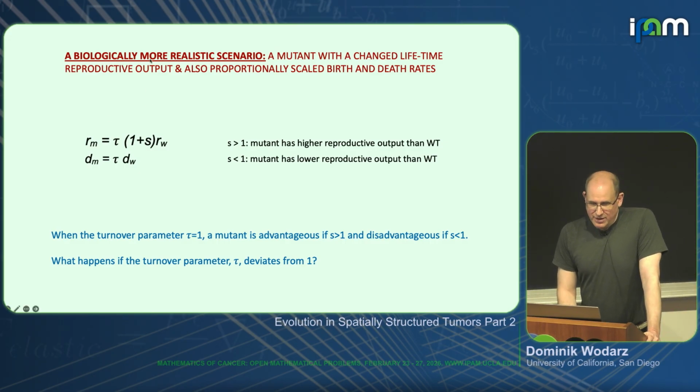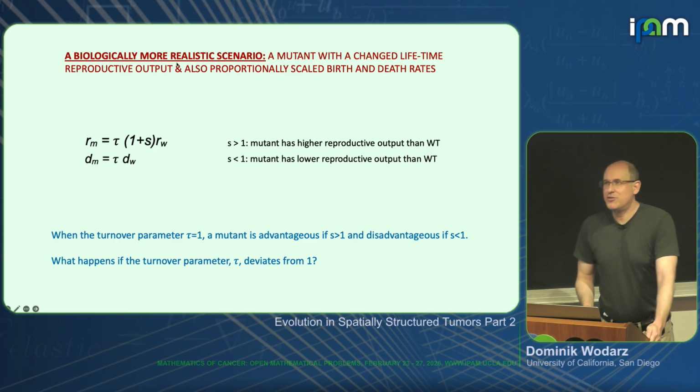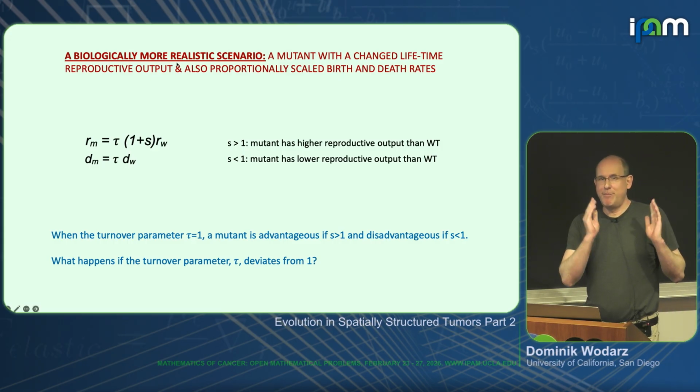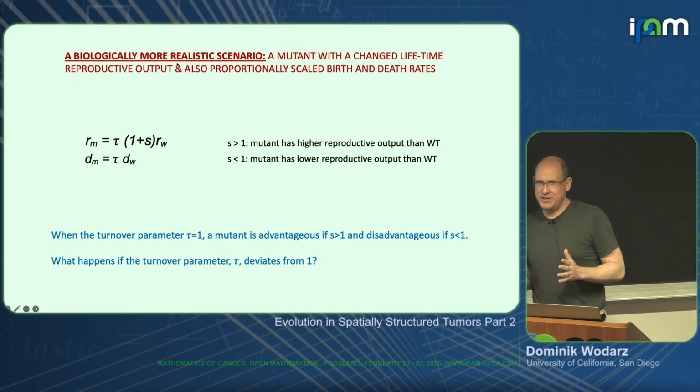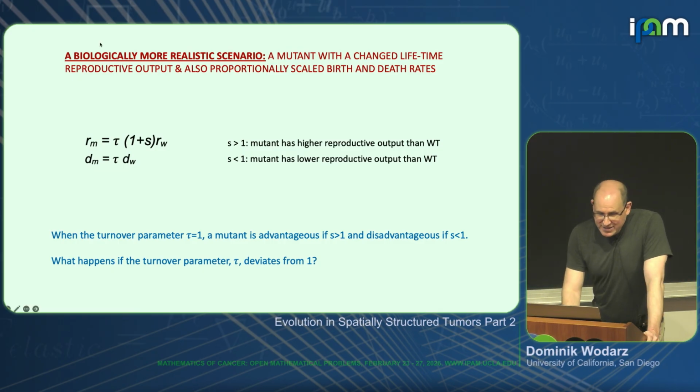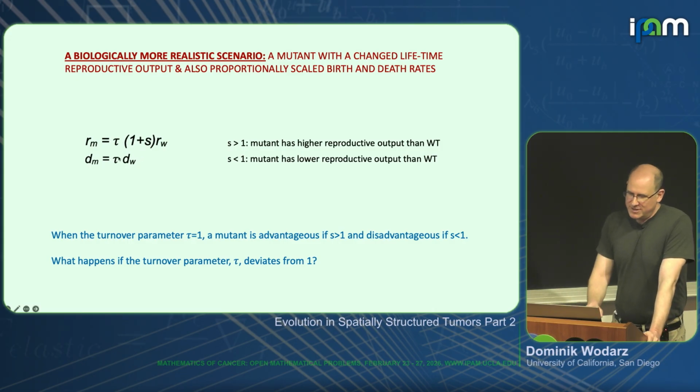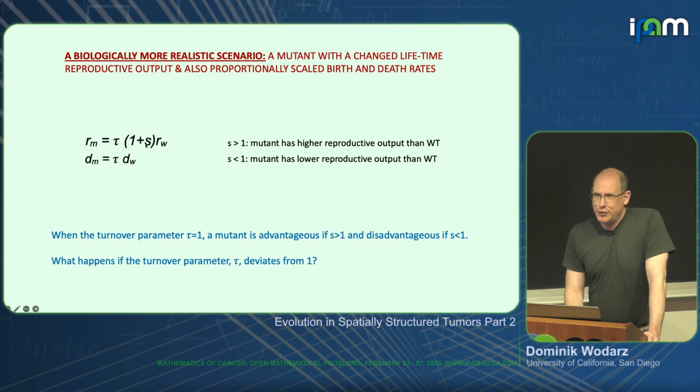The next thing we did was something much more biologically realistic. A quasi-neutral mutant is something artificial. You multiply both birth rate and death rate by the same constant. This never happens in biology. So let's assume that we have a mutant where you multiply birth and death rate by this constant, but the birth rate also is higher for the mutant. So you have a selection here, 1 plus s. So this would be an advantageous mutant, according to all thinking so far. So certainly if this turnover parameter tau is 1, then you have an advantageous mutant going on here. And if it's less than 1, you have a disadvantageous mutant going on.